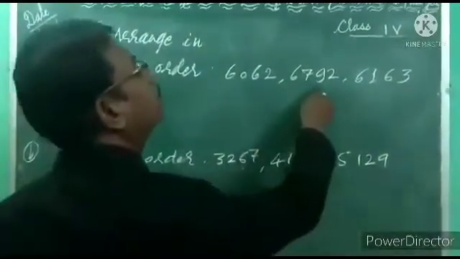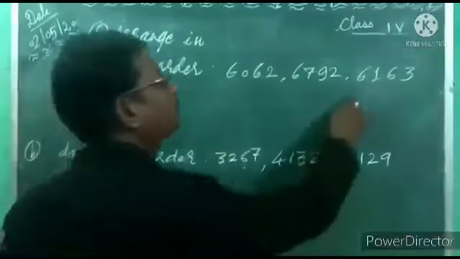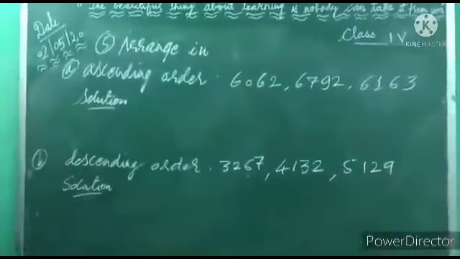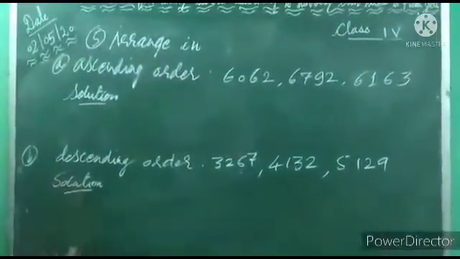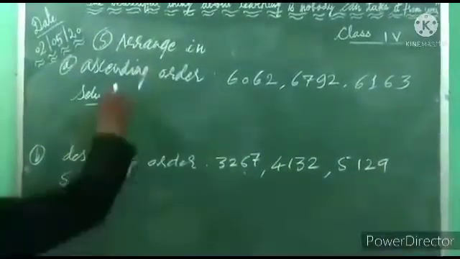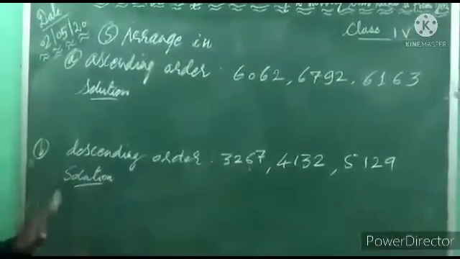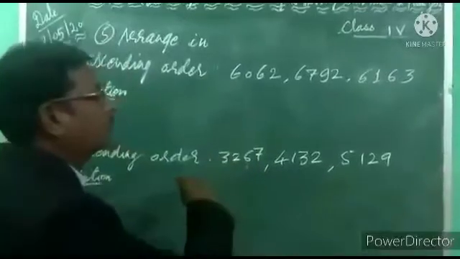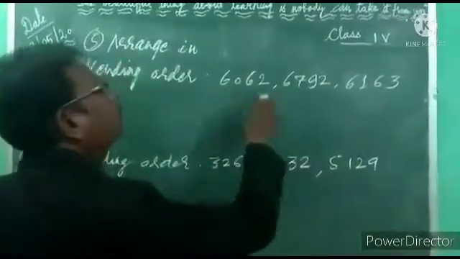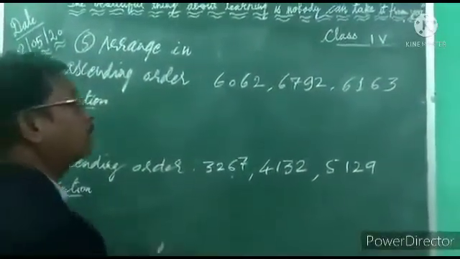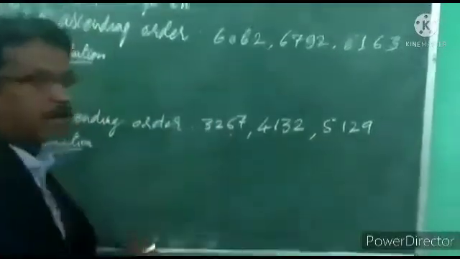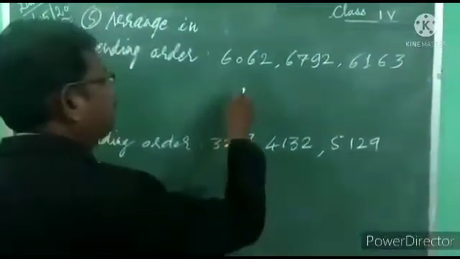6062, 6792, 6163. These 3 numbers were given, and we have to arrange the given numbers in ascending order. Ascending means smallest to biggest. Now how do we know which number among these 3 is smallest? Compare, and always start comparing from the left side.